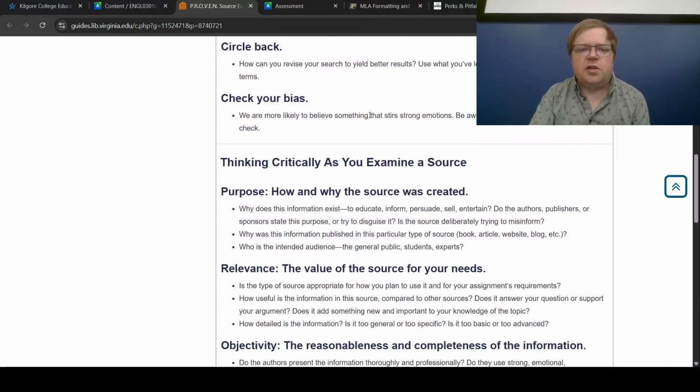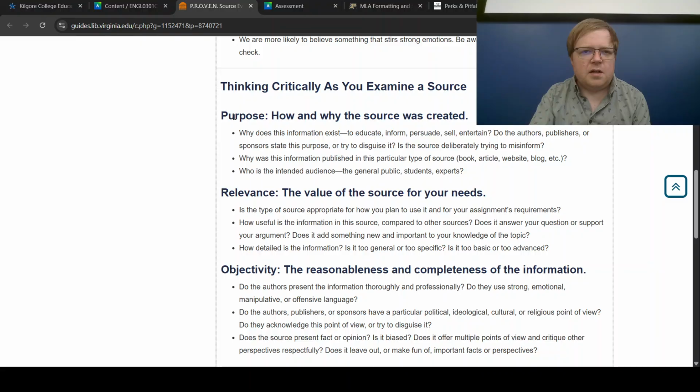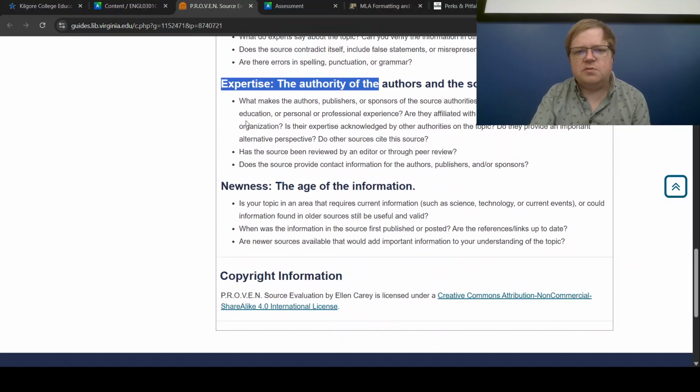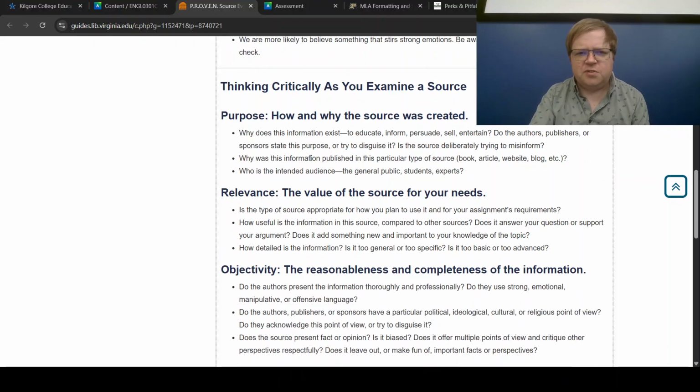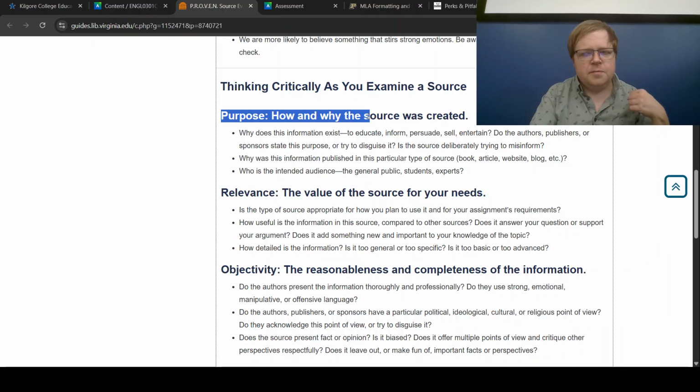And if we go down here, we can see the PROVEN method, which is what they're going with. There are other different ones. There's the CRAAP test that a lot of people are familiar with. I like this one a little better. So for the PROVEN method, you need to determine what the purpose of your article is. Is it trying to inform? Is it trying to get you to change your behavior? Is it trying to sell you something? There can be many different purposes for an article. Ideally, this would be one that's trying to inform you and give you a lot of information.